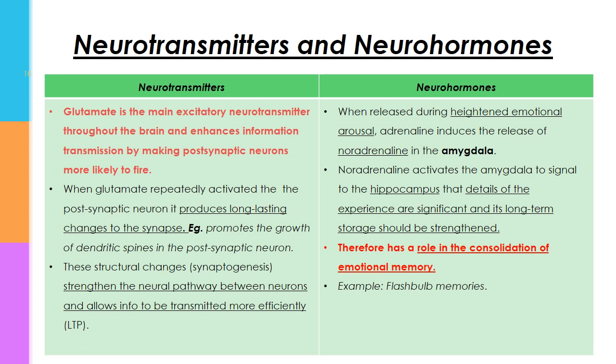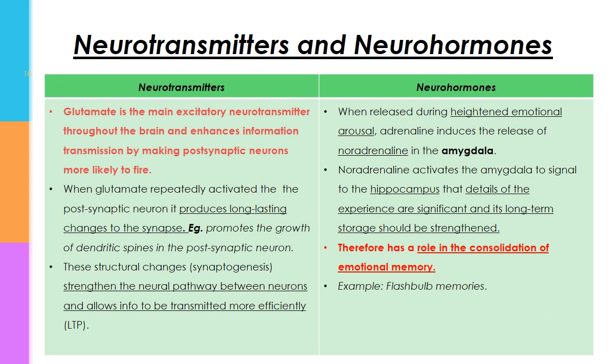Now, the first thing that I've not seen very much about is neurotransmitters and neurohormones. We know that the main neurotransmitter for learning is glutamate. So it's the main excitatory neurotransmitter throughout the brain, and it enhances information transmission by making the postsynaptic neuron more likely to fire.